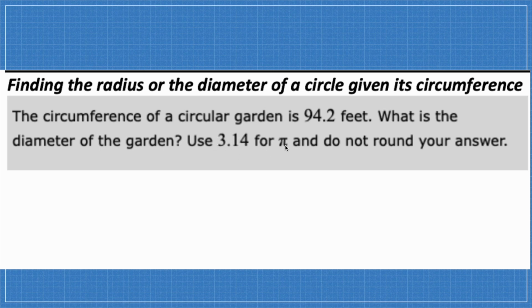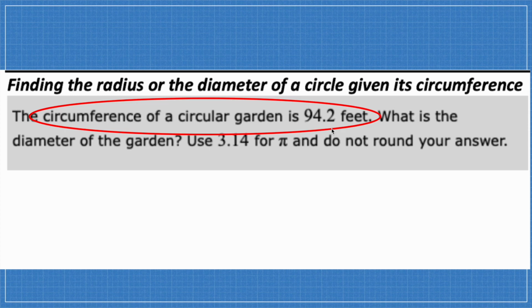In this case, we're not doing area. We're going to do circumference, but we're going to go backwards. We're given the circumference, and we need to find our diameter. So remember, circumference equals diameter times pi. It's the same thing as 2 times pi times r. It's just that the 2r is wrapped up into the diameter. 2r is the same as d for diameter.